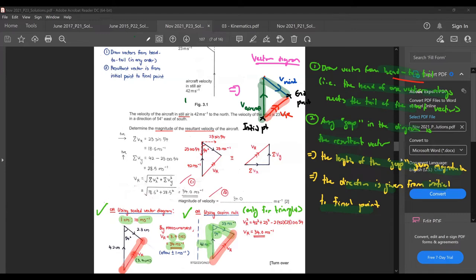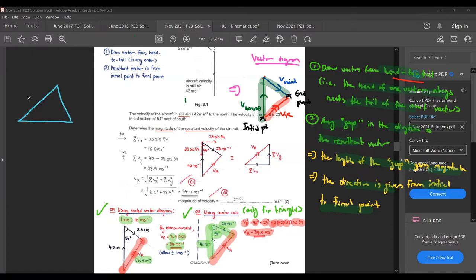So I apply the cosine rule. If you remember the cosine rule, this one will be V squared equals 42 squared plus 23 squared minus 2 times 42 times 23 times cos 54, giving me this. Just to rehash a little of what you have learned in the cosine rule, it is something like this.